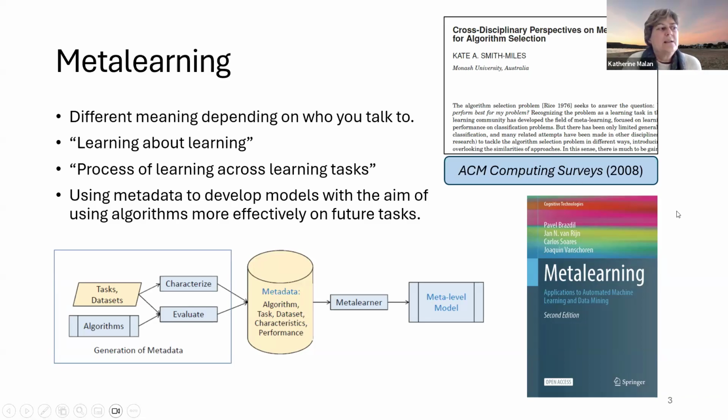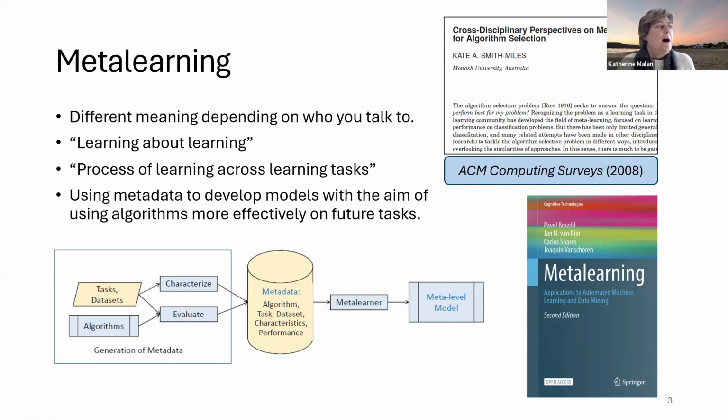And another book that's quite useful is this book by Van Schuren and colleagues, but it's specifically looking at meta-learning in the context of automated machine learning, AutoML, and data mining. So it's not so much about optimization, but still it's a useful resource because it does provide a nice overview of how meta-learning is understood specifically from the machine learning community.